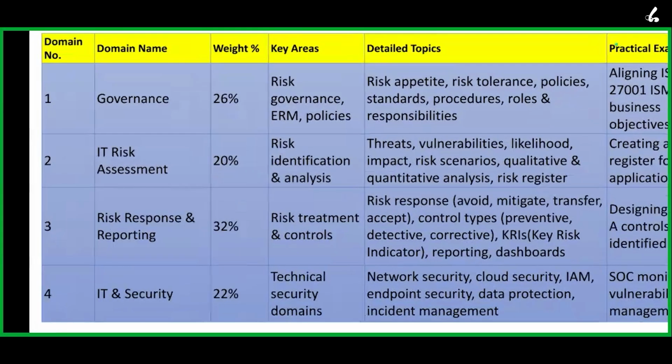So there are four domains. Okay, the first domain is governance. The key areas will be risk governance, ERM, and policy. It captures 26% of the entire syllabus.